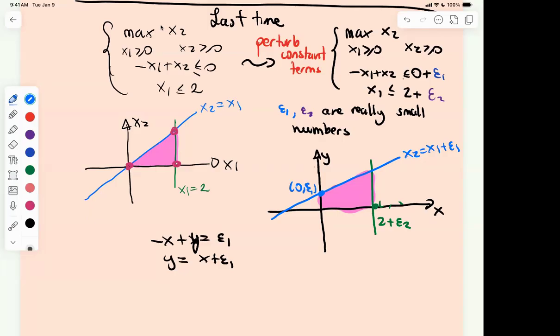Imagine that you started shrinking, taking a limit as epsilon one goes to 0, making it smaller and smaller. Then this line goes down, down, down until it crosses the origin. So essentially, the triangle is the merging of two of the corners. In the perturbed system, there are four corners and two merge when epsilon one is 0. That's why it was degenerate, because it's really two corners in the same spot in some way. That's one way to think about it.